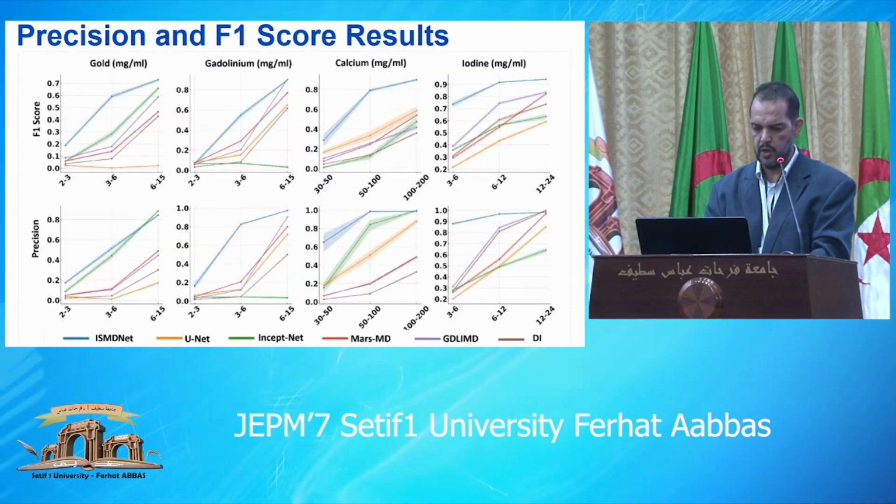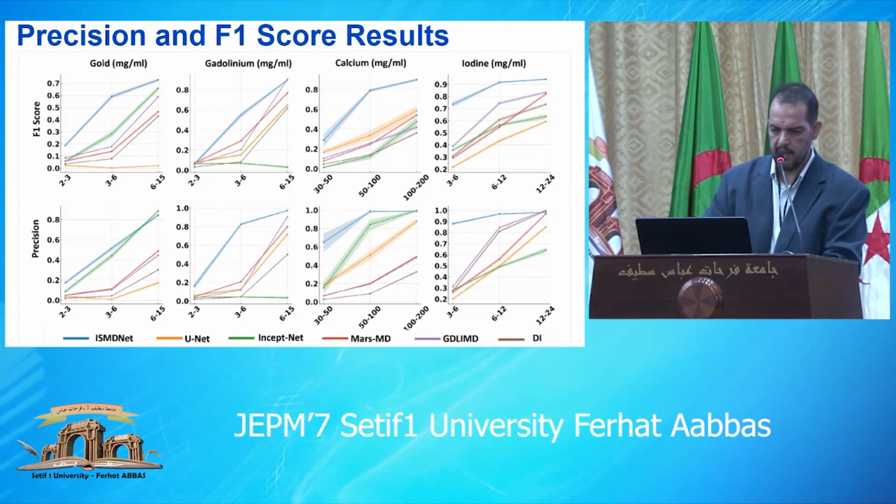This is the F1 score and the precision. The blue one is the ISMD-Net, and the other colors are UNet, INSEPT-Net, the Mars-MD, and the other two mathematical methods. And you can see the F1 score at the different concentrations is higher for gold. The blue color, the ISMD-Net, is better for gadolinium, calcium, iodine.